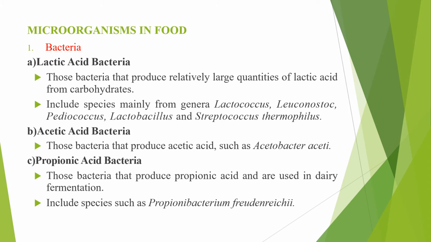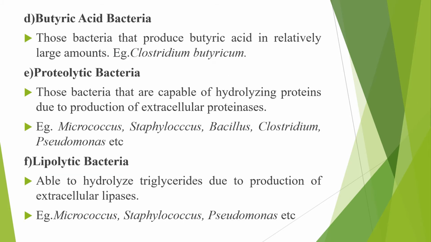And the second group is the acetic acid bacteria, and these are the group of bacteria that have the ability to produce acetic acid. One example is Acetobacter aceti. Third one is the propionic acid bacteria, and these are the group of bacteria that will produce propionic acid, and they are mainly used in the dairy fermentation. They are mainly used in the production of many dairy products. And one example is Propionibacterium freudenreichii.